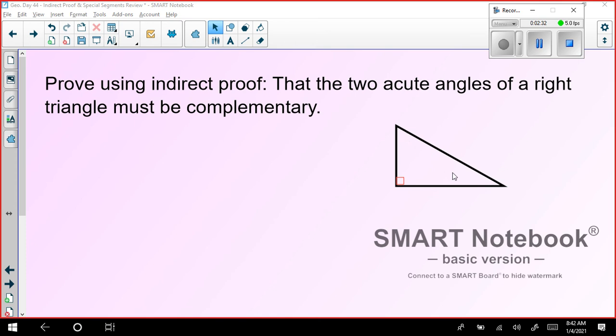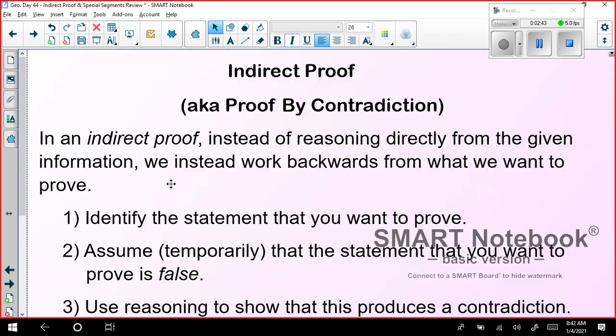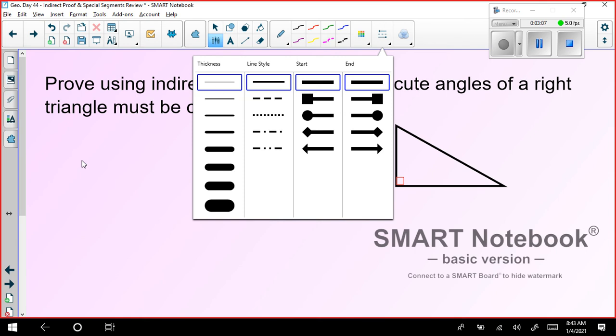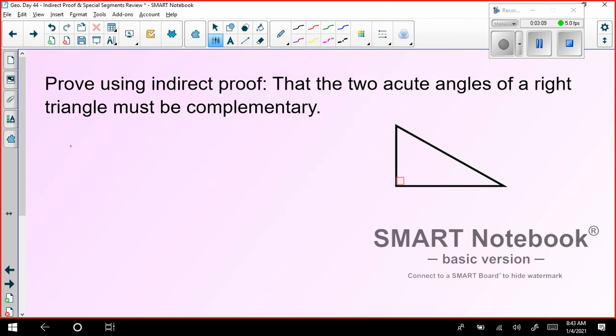So the first step, as you saw in the previous slide, is to identify the statement that you want to prove. We have identified that we want to prove that the two acute angles of a right triangle are complementary. That's our first step. And in the second step, we have to assume whatever we want to prove to be false. So I'll just take this to be false.